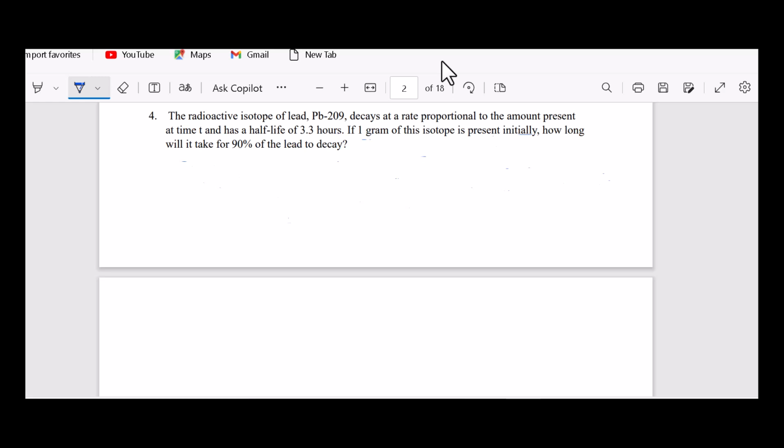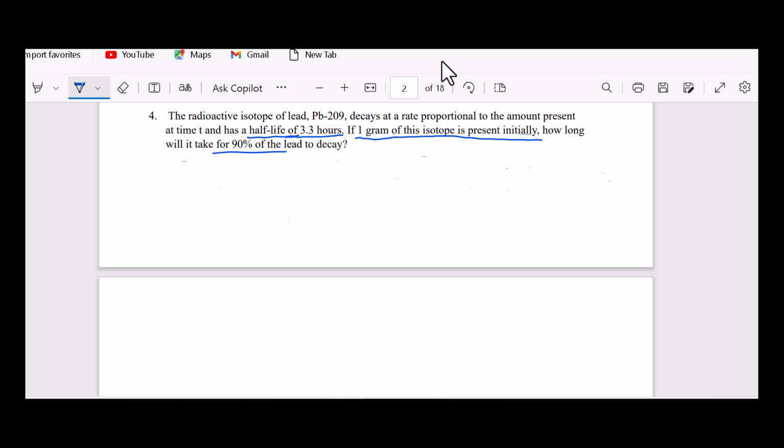Okay. Let's look at this particular example. It reads: the radioactive isotope lead Pb209 decays at a rate proportional to the amount present at time t and has a half-life of this. If 1 gram of this isotope is present initially, how long will it take for 90% of the lead to decay? So here they said 1 gram is present initially.